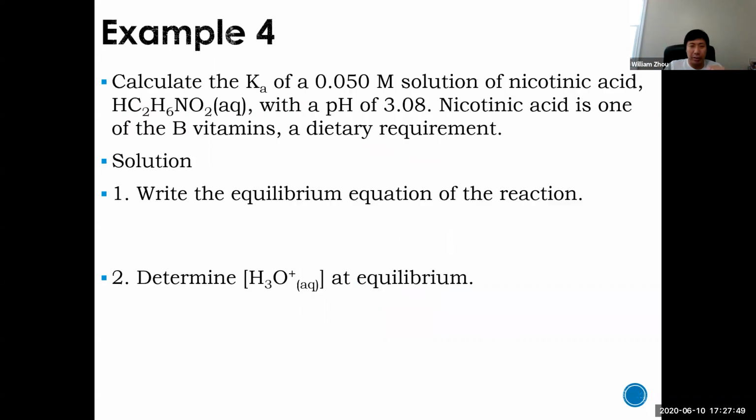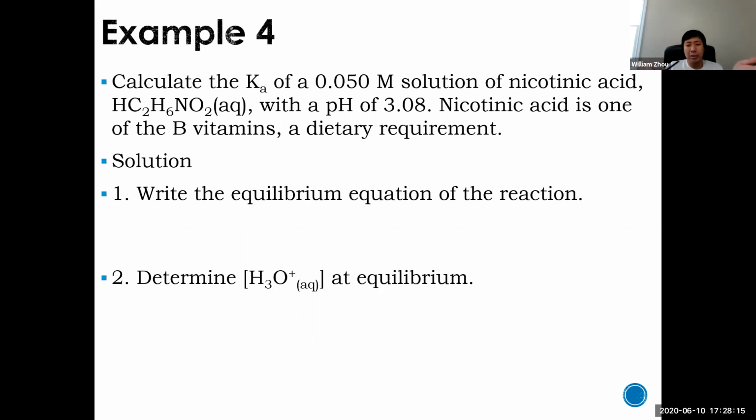All right, so example 4. Example 4, you have basically the same type of question. Calculate the Ka of the 0.050 molar solution of nicotinic acid, which is that, with a pH of 3.08. And nicotinic acid is one of the B vitamins, a dietary requirement. Okay, that sentence is very useless.